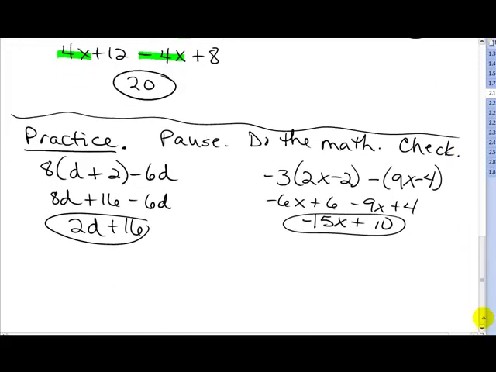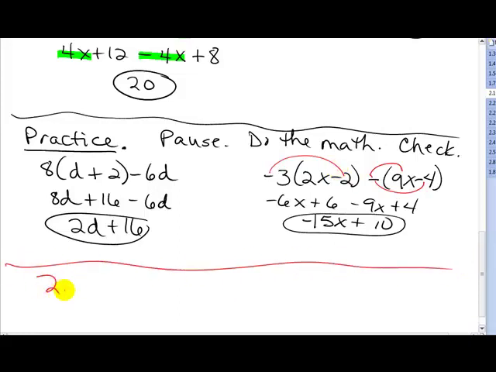Alright, so check your answers, see how you did. You've got to be sure that you are multiplying negative times 9x and the negative times negative to get this positive. That's where we make our most mistakes, is remembering to multiply times that last number. So do be very careful.